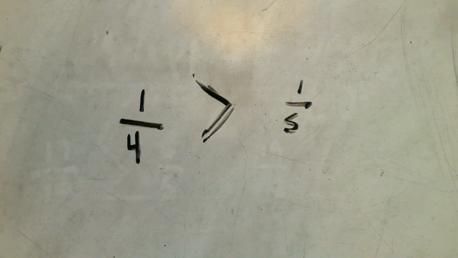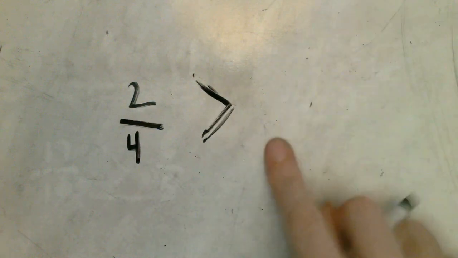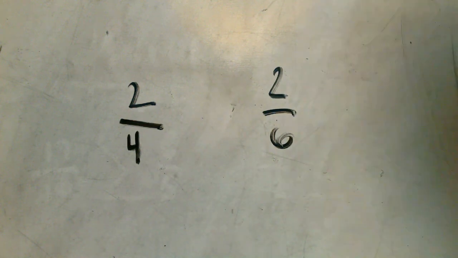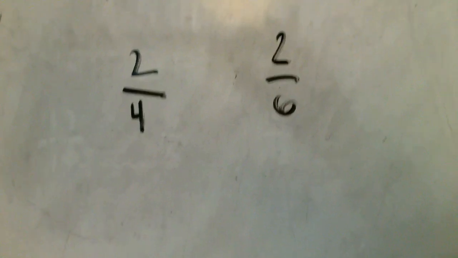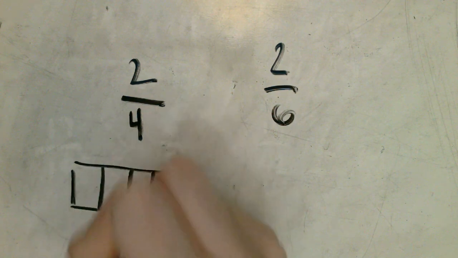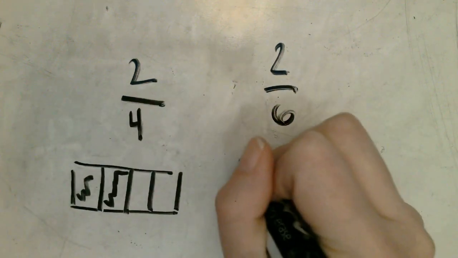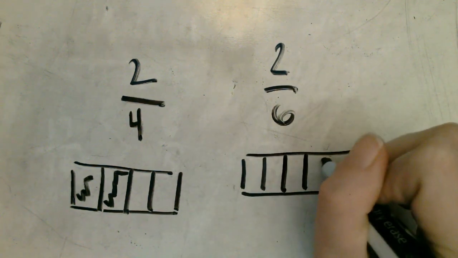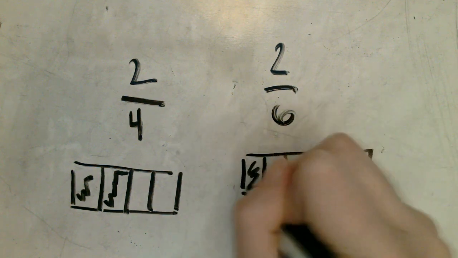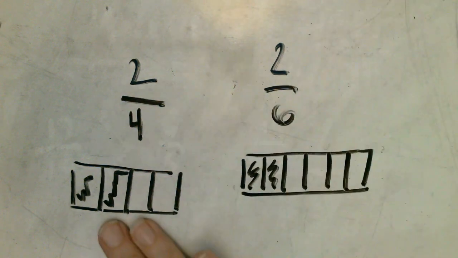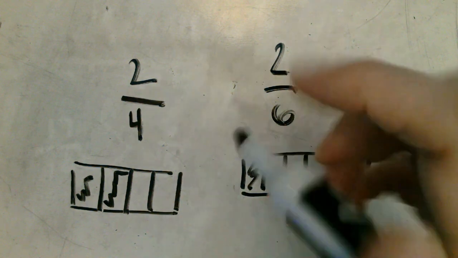Let's think about this. Which is greater, 2/4 or 2/6? Which one is greater out of these two? Well, think about if I had my strip diagram and I partitioned it into fourths, took 2 of them, compared to if I have my same size strip diagram over here and I have 6 pieces and I've taken 2 of them, I can see that I've taken more from this strip diagram than I did from this strip diagram.